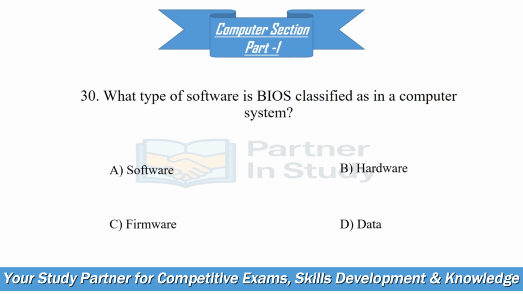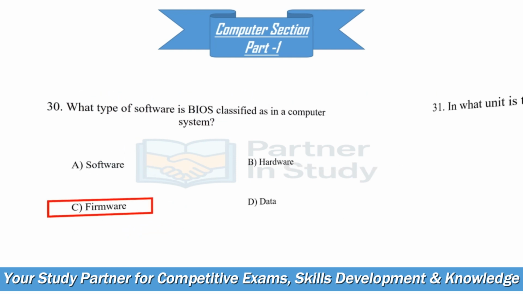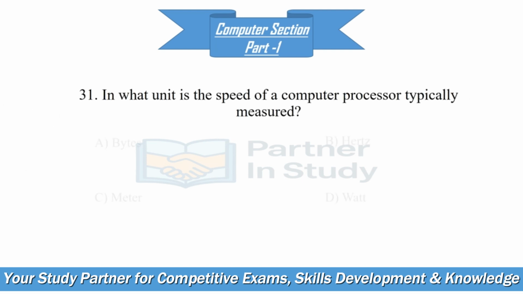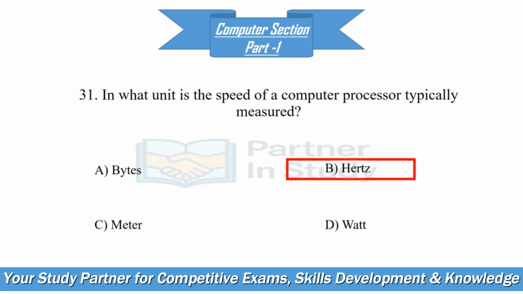What type of software is BIOS classified as in a computer system? The right answer is option C, firmware. In what unit is the speed of a computer processor typically measured? The right answer is option B, hertz.